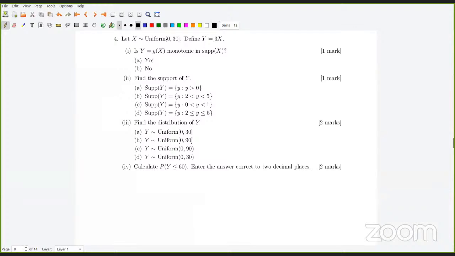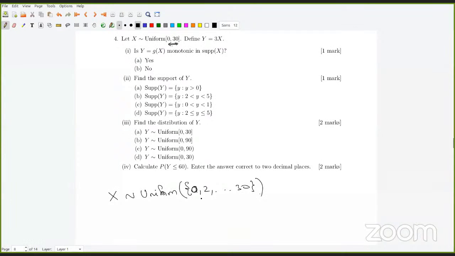So if there is a square bracket, it is continuous, is it like that? No. It's a closed interval. It doesn't represent continuity. It's actually representing an interval here. If it were discrete, we should have given it like this: uniform with a curly bracket, 1 to 30 or 0 to 30.